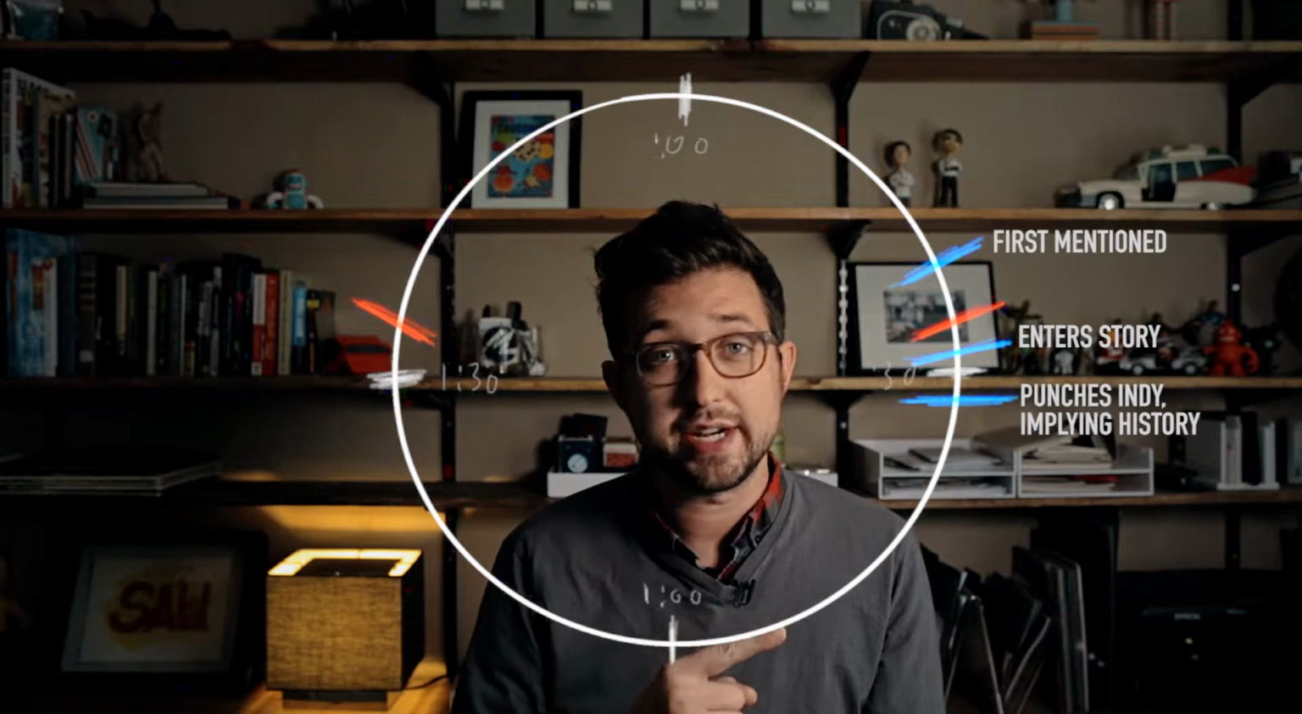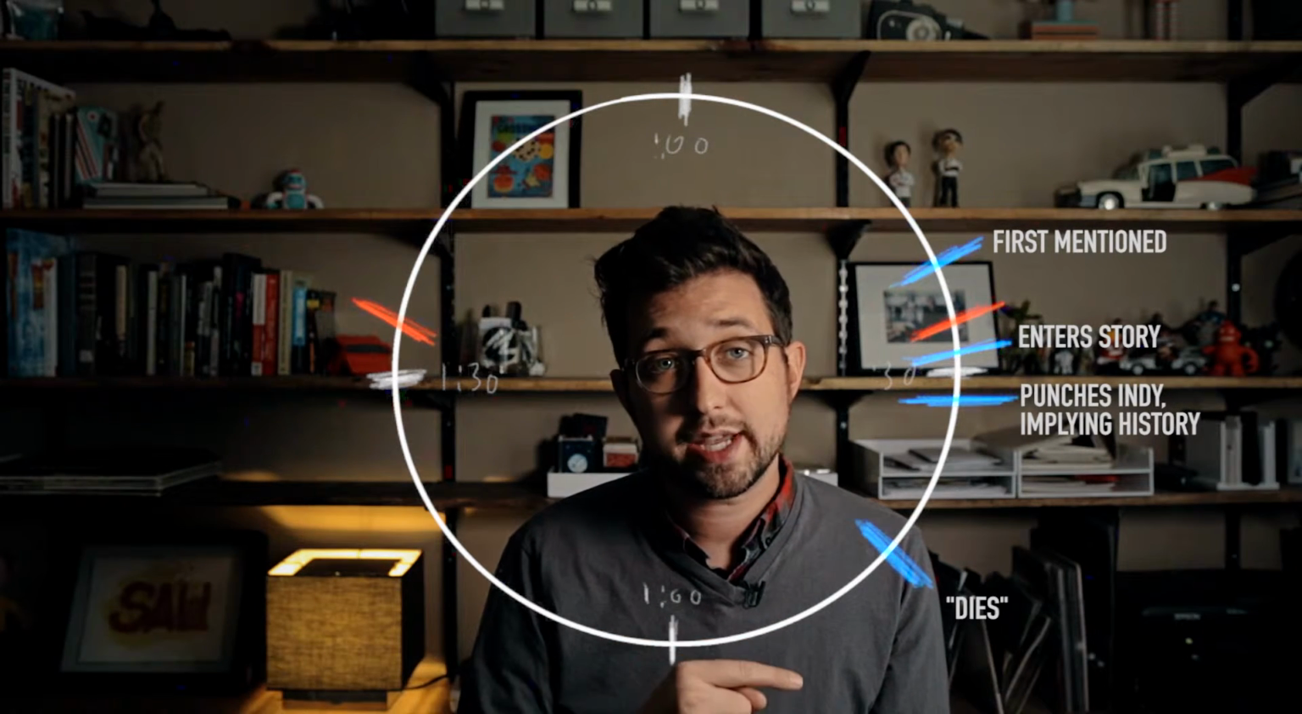The first thing I noticed was where the act breaks fell, here and here. Then I started tracing character threads. Let's track the thread for the character of Marion. Here's where Marion is first mentioned. Here's where she enters the story, bringing us into Act 2. Here's where she punches Indy, implying a history. Here's where she seemingly dies in the truck explosion.